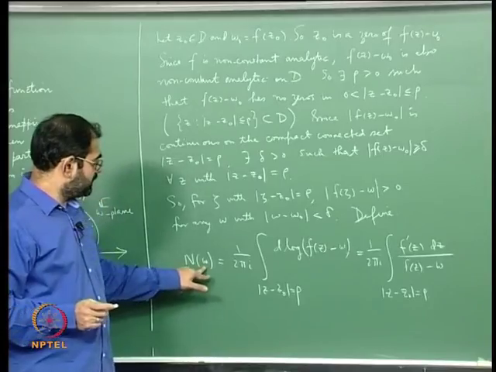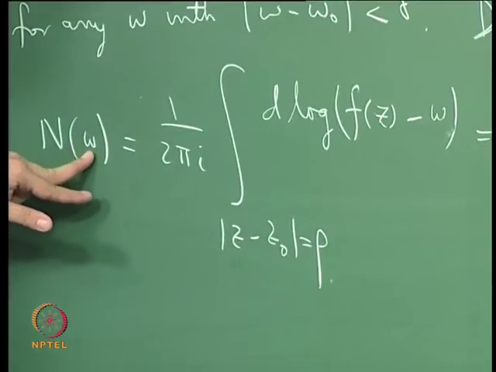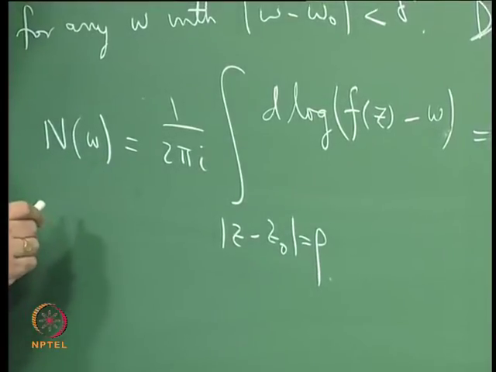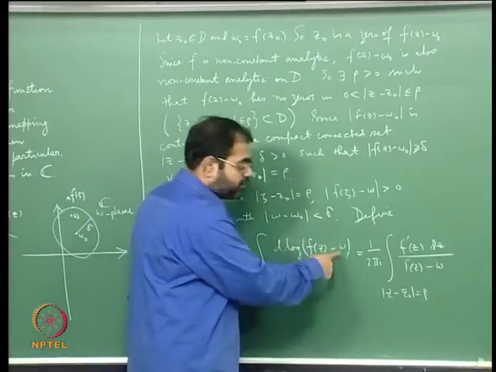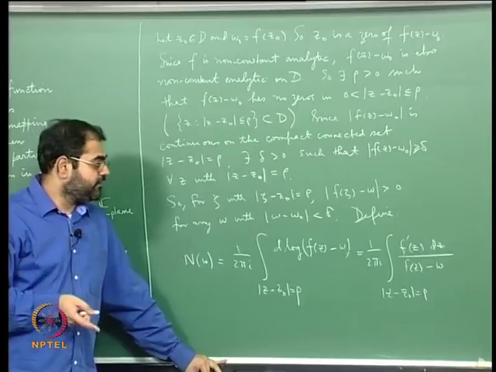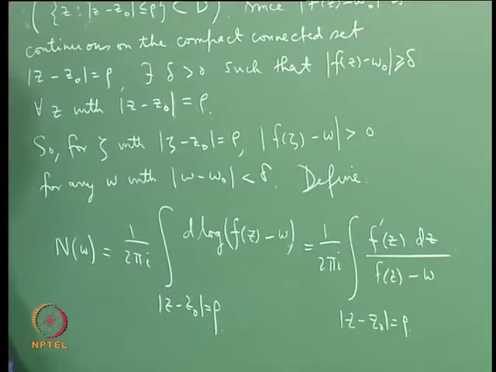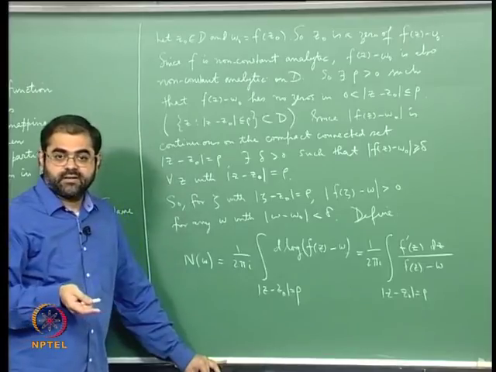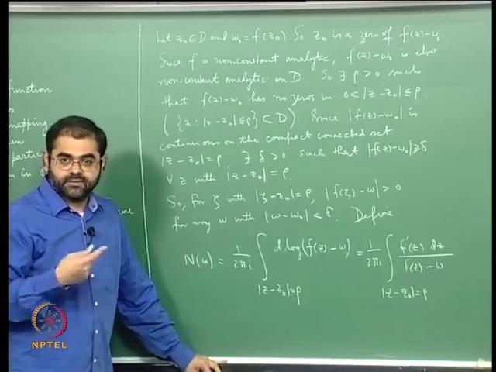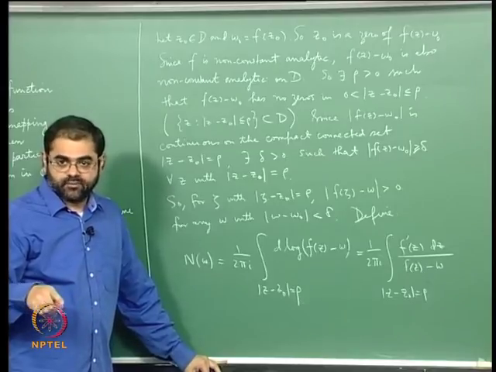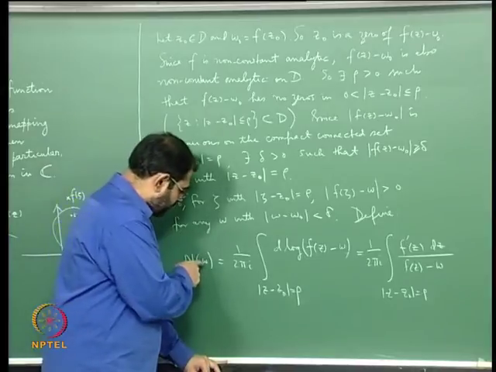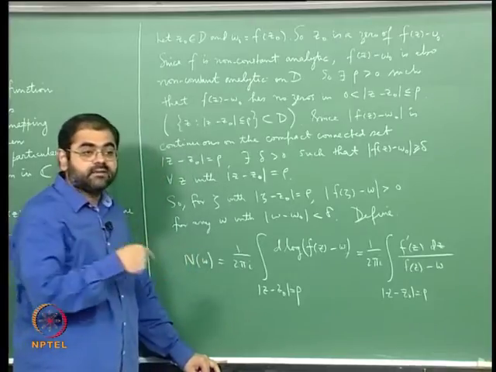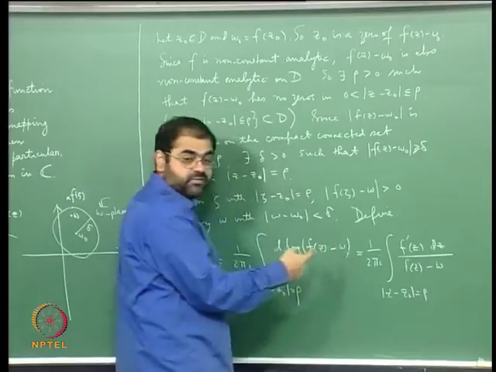So what this will give you is, if I take f(z) − w₀, the number of zeros of f(z) − w₀, which is n(w₀), which is the number of times the value w₀ is taken. It is the multiplicity of the zero of f(z) − w₀. And if, instead of that, I put w, what I'll get is the number of times the value w is taken. The number of times the value w is taken is the same as the number of zeros of f(z) − w.